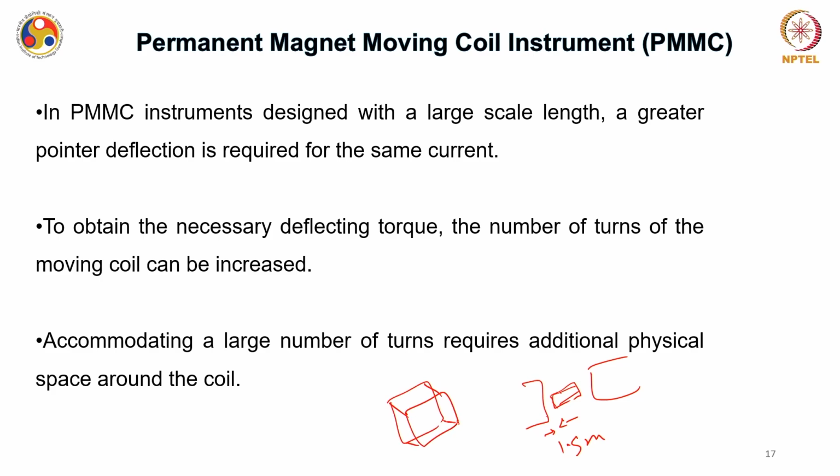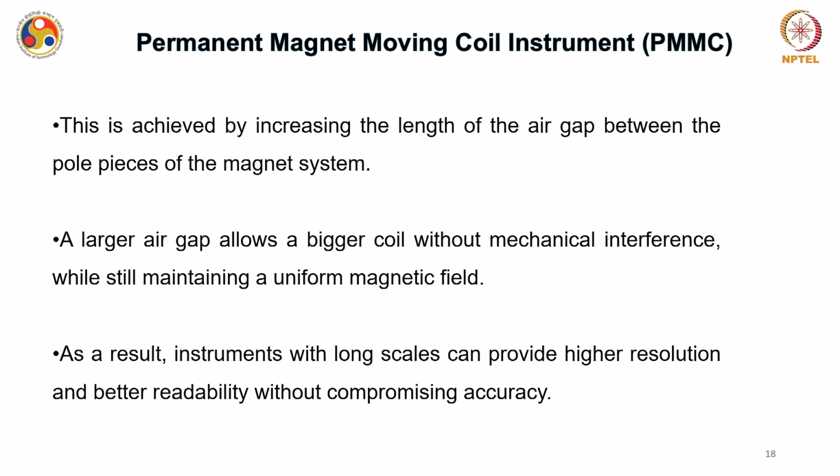This is coming from the turns, right? So when the number of turns is increasing, what you are compromising is the space, or the air gap between the poles and the coil. When you require a large number of turns, you require some additional physical space, which is of course not present.